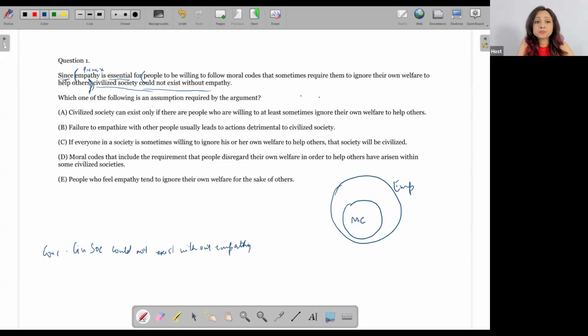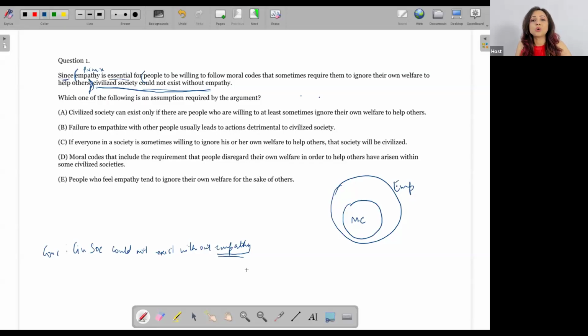This is what the author concludes. Civilized society could not exist without empathy. It is not given to me. He says civilized society could not exist without empathy. Just another way of saying A cannot exist without B means that B is necessary for A. So then I again have that empathy is necessary for a civilized society.